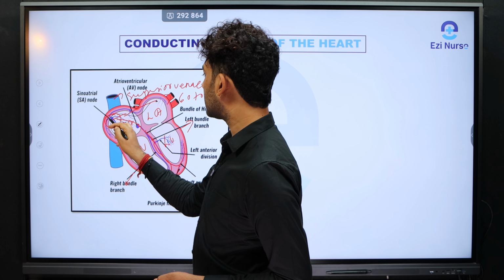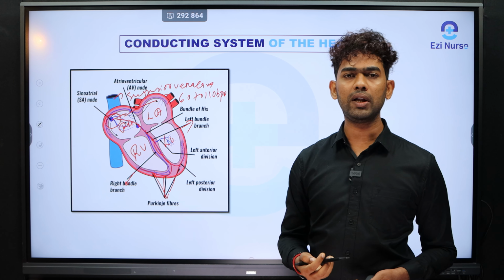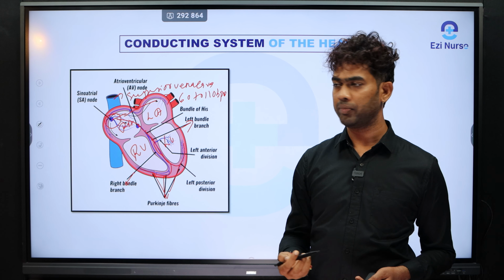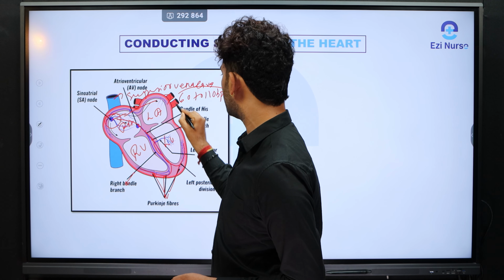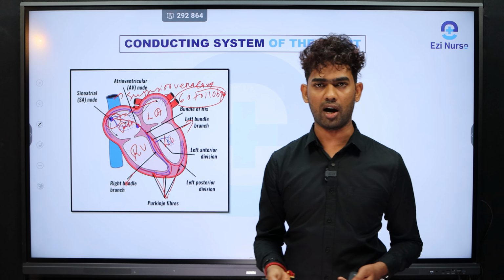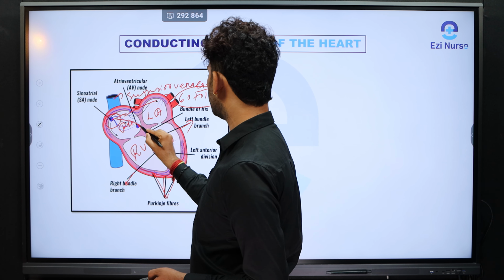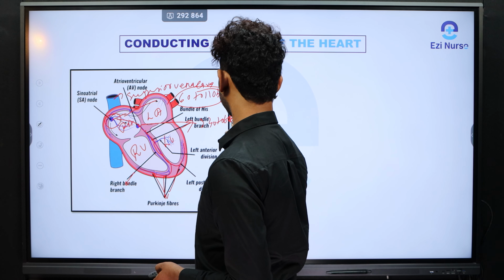Then the electricity passes through the AV node. We can call the AV node the backup of the heart. If the SA node fails to initiate the heartbeat at 60 to 110 beats per minute, then the AV node will help to initiate the heartbeat. The AV node can initiate 40 to 60 beats per minute.